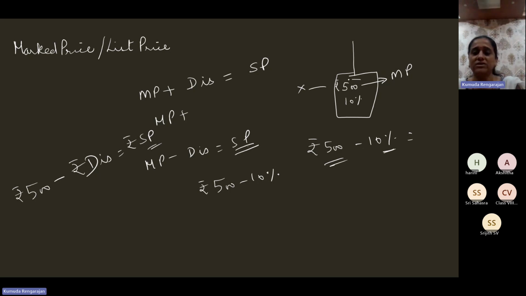So mark price is the tag price. The price you see on the tag is the mark price. Mark price minus discount in rupees is the selling price. And that's the selling price of the shopkeeper. When you pay that money and you buy it, that is your cost price. That's not your selling price, that's your cost price.